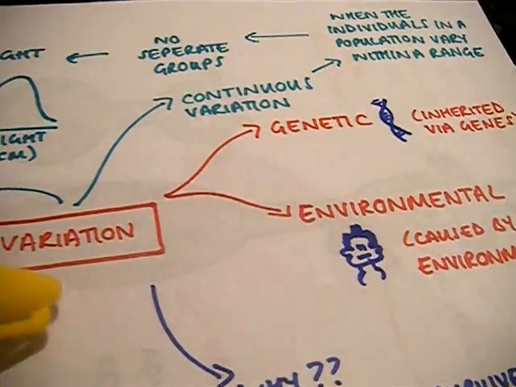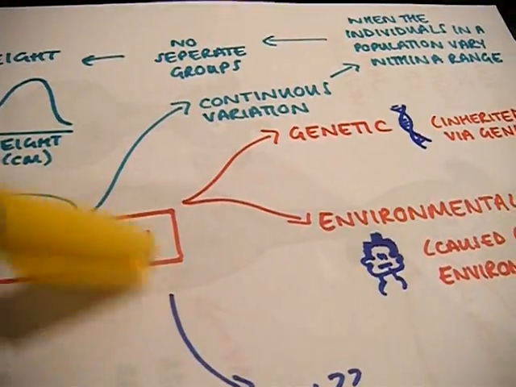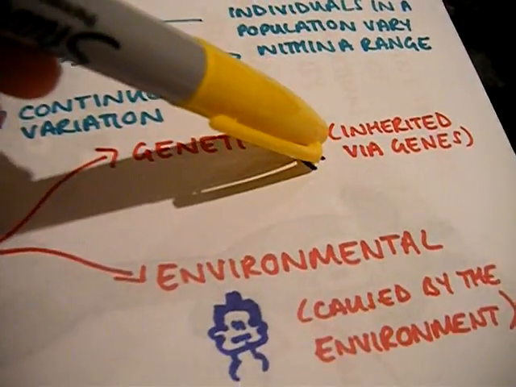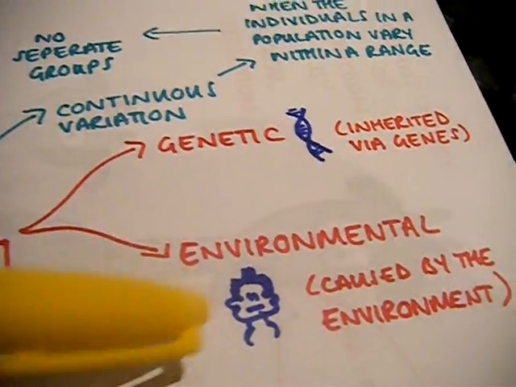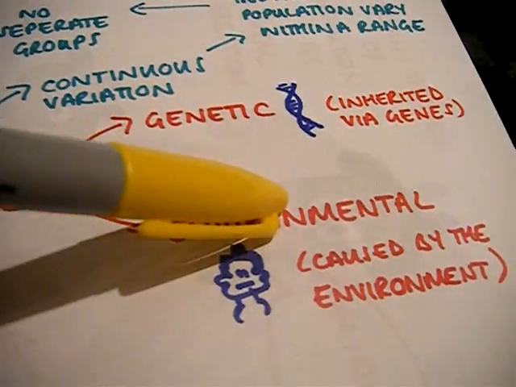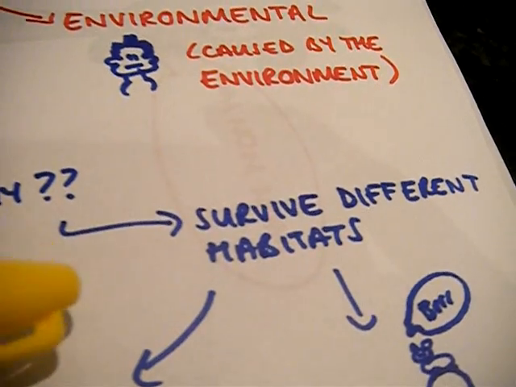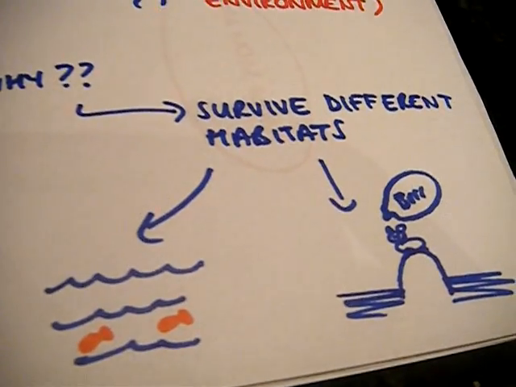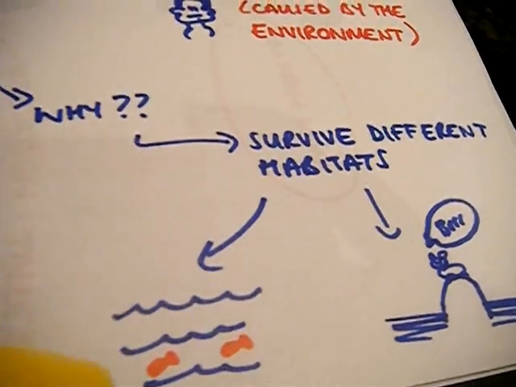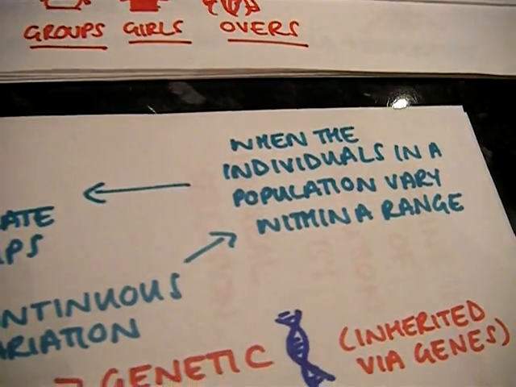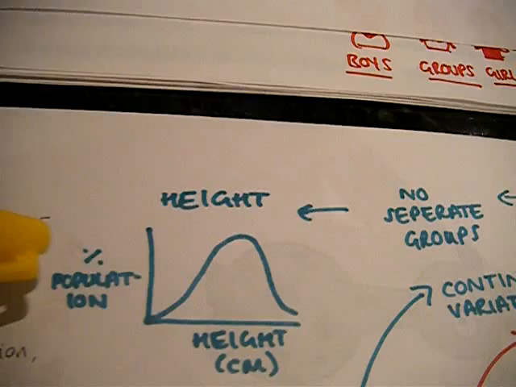You need to know that there are two types, genetic and environmental. Genetic is inherited via your genes from your parents. Environmental is caused by an external influence. The reason why we have variation is so that we can survive different habitats, such as the polar regions or the deep sea. There's continuous variation when the individuals in a population vary within a range. There's no separate groups, the example being height.